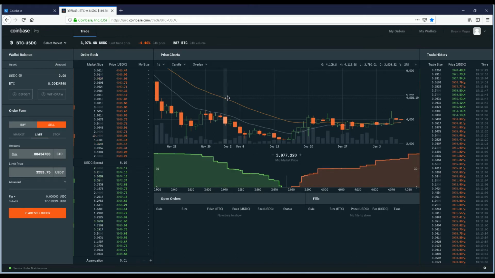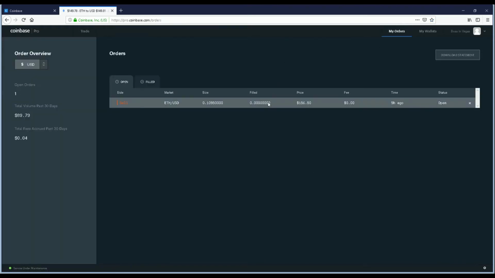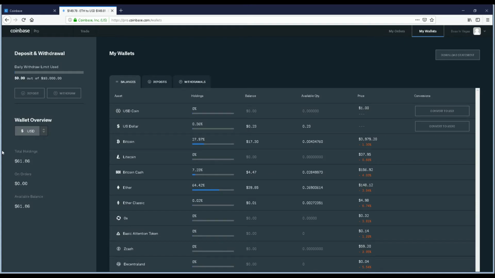And the good thing about these limit orders, this is what I wanted to show you. What I could do is free up funds. Let's go to my orders. Let's cancel this, because Ethereum is not going to go back up to 156 for a while now. So let's cancel it, because that's holding up like $16. All you had to do to cancel those orders is just what I did right there. Just hit that, you cancel it. All right, now if we go back to my wallets, so let's see, 61.